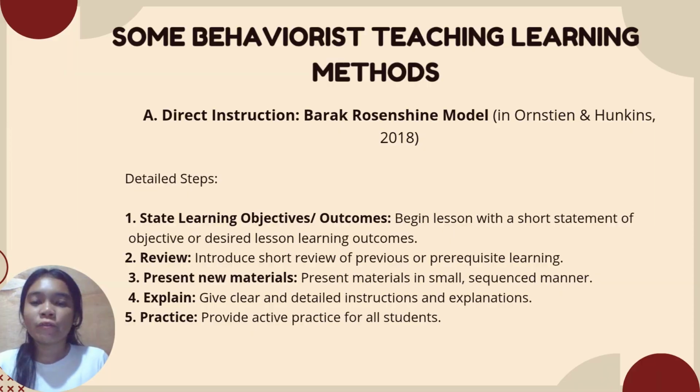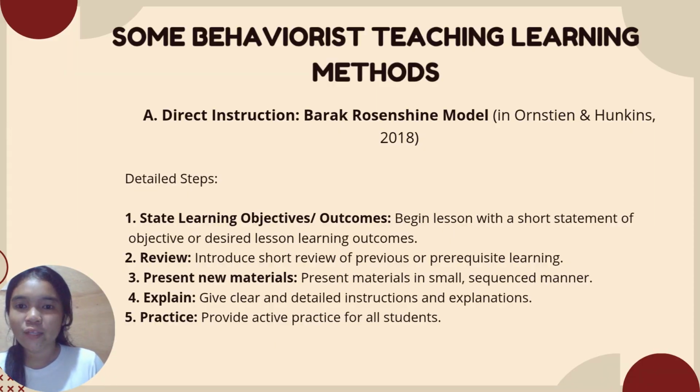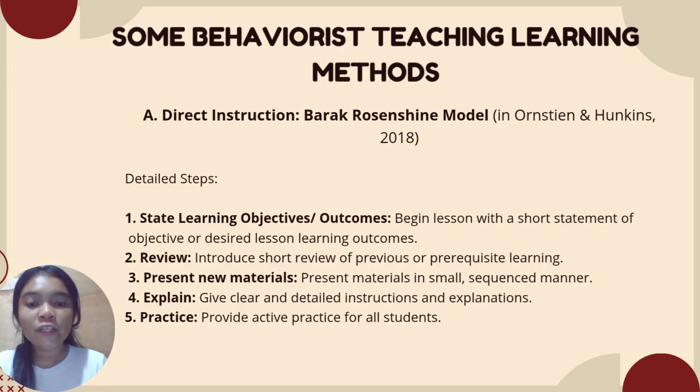So first, or letter A, is direct instruction, in which the teacher explains step by step. It is by the Barak Rosenshine model in Ornstein and Hunkins, 2018. So number 1 is state learning objectives or outcomes. It begins the lesson with a short statement of what students are expected to learn.